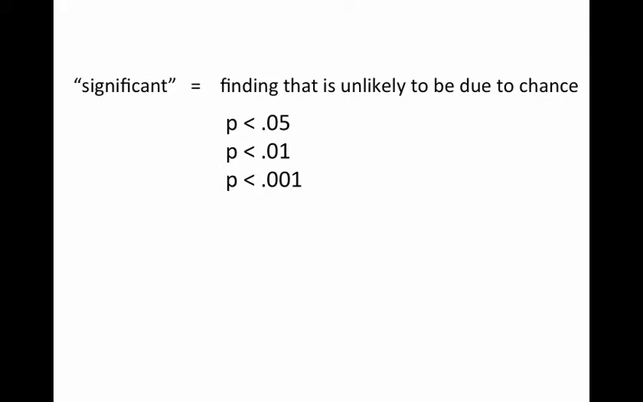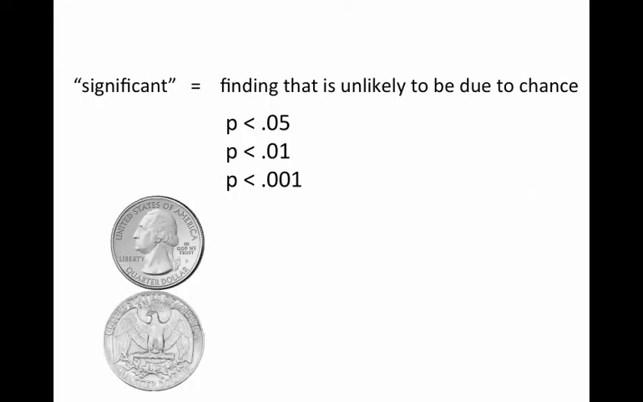More stringent levels of significance refer to 1% likelihood of chance and 0.1% likelihood of chance. So what does all this mean? Let's look at an example. Let's say we have a quarter, it's double-sided, and we flip it 4 times. 3 times it comes up heads, 1 time it comes up tails.